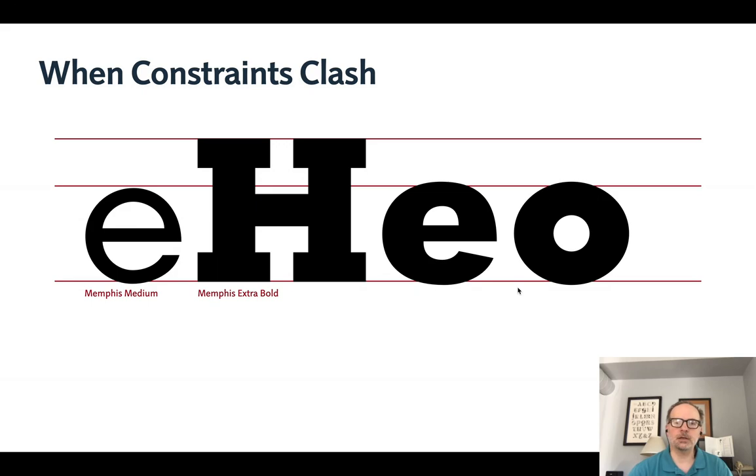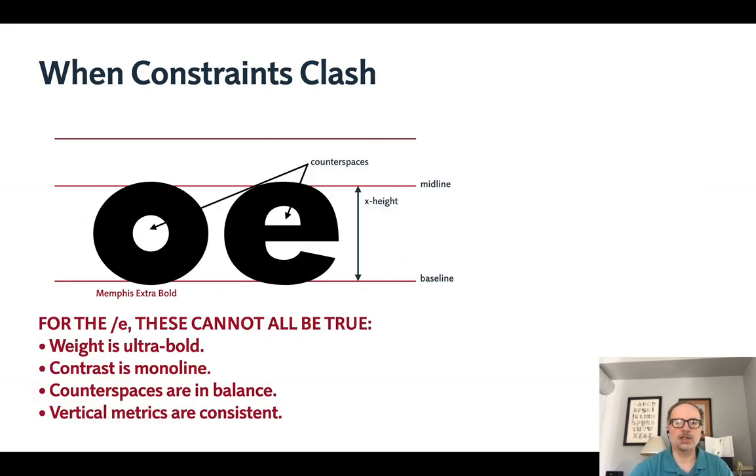So what's going on here is constraints clashing. There's a kind of contradiction, right? The face sort of wants to have all these things true. Weight should be ultra bold, contrast is monoline, counter spaces are in balance, vertical metrics are consistent. By counter spaces in balance, I mean the open white spaces within letters, like in the middle of the O and in the middle of the E, are similar in size, in area.